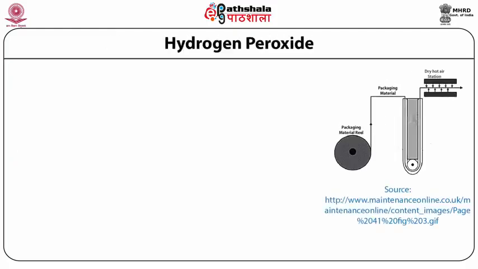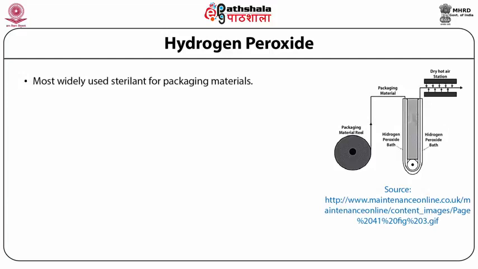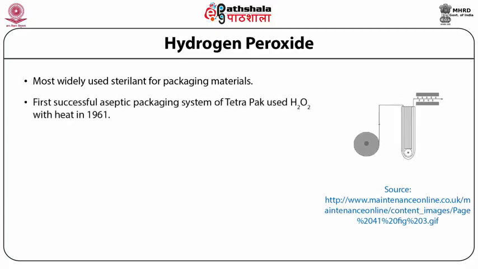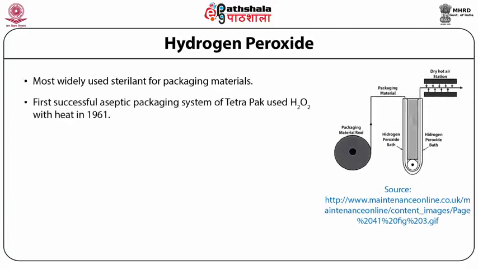Hydrogen peroxide is one of the most widely used sterilants for sterilizing packaging materials. The first successful aseptic filling system for cartoning, the aseptic Tetra Pak of 1961, used a combination of hydrogen peroxide and heat for the sterilization of the surface of container material.